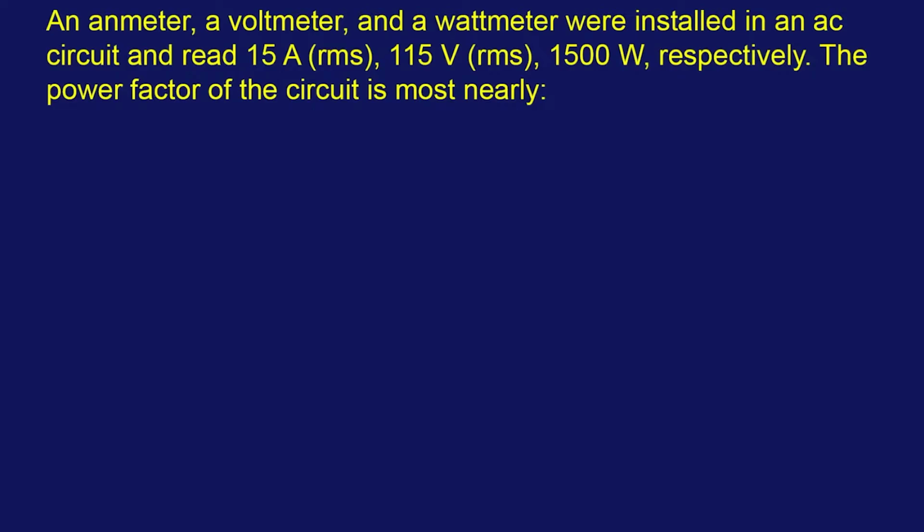An ammeter, an anemometer, a voltmeter and a wattmeter were installed in the AC circuit and read 15 amps root mean squared, of course, 115 volts root mean squared, of course, 1500 volts. I don't think that's a power symbol. It's volts. What did I say? 1500 watts, respectively. What? The power factor of the circuit is most nearly.